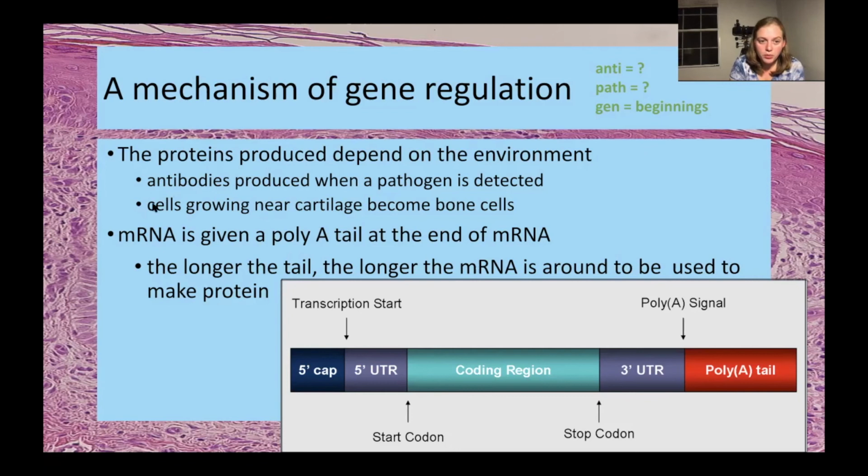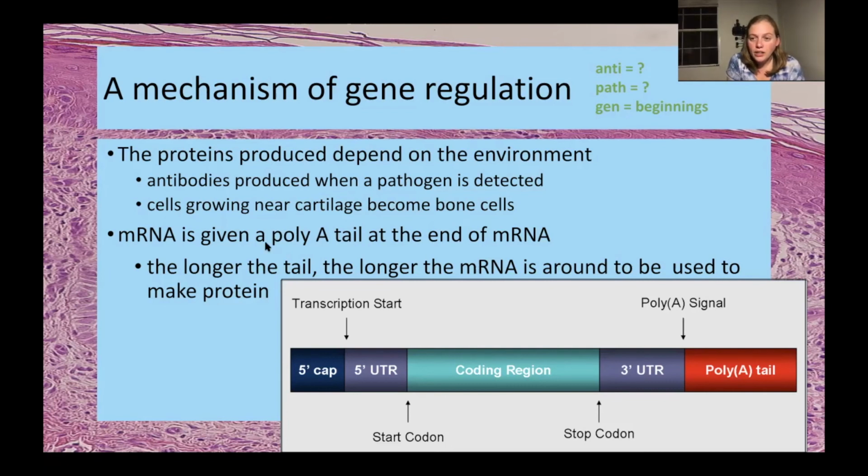Here's another example. In an embryo, as it's growing into a mature organism, if these cells are growing near cartilage, they're going to become bone cells because they're going to pick up on this tough matrix that they're growing around. And that's going to trigger them to become this hard material we call bone.